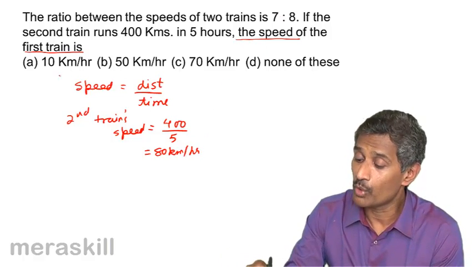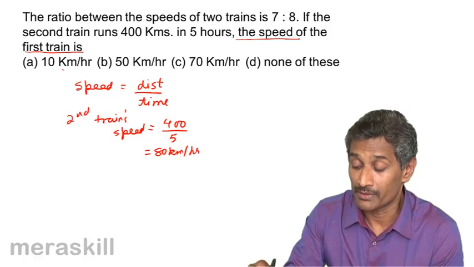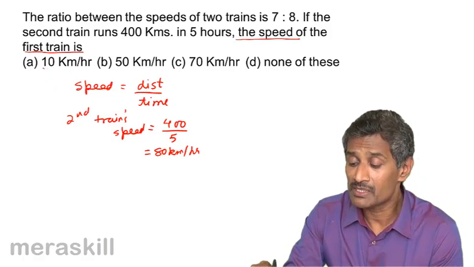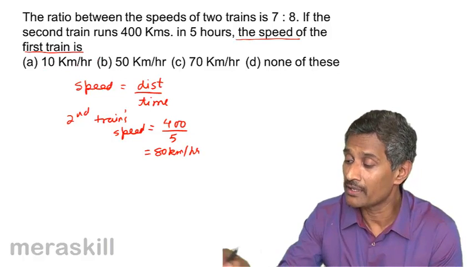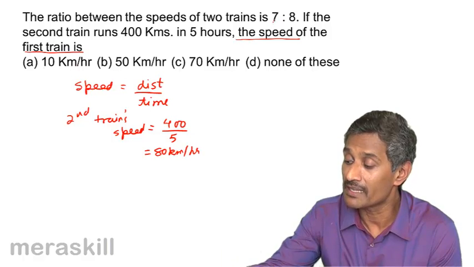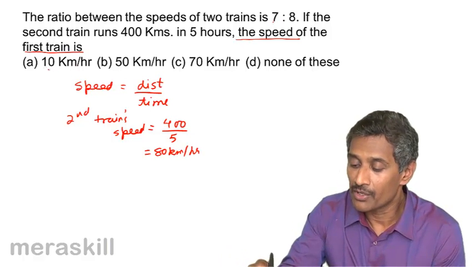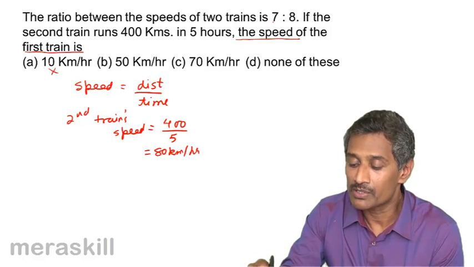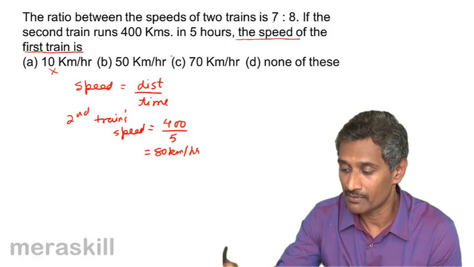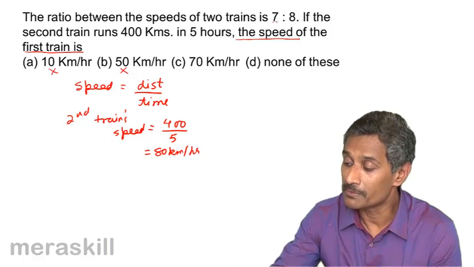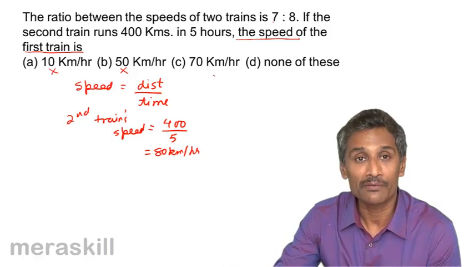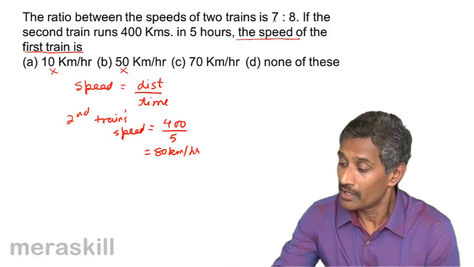Now they are asking what could be the speed of the first train. Remember, the speed of the first train has to be a multiple of 7. It cannot be 10 kilometers per hour because 10 is not a multiple of 7. It cannot be 50 kilometers per hour because it is not a multiple of 7. Now it can be 70 kilometers per hour.